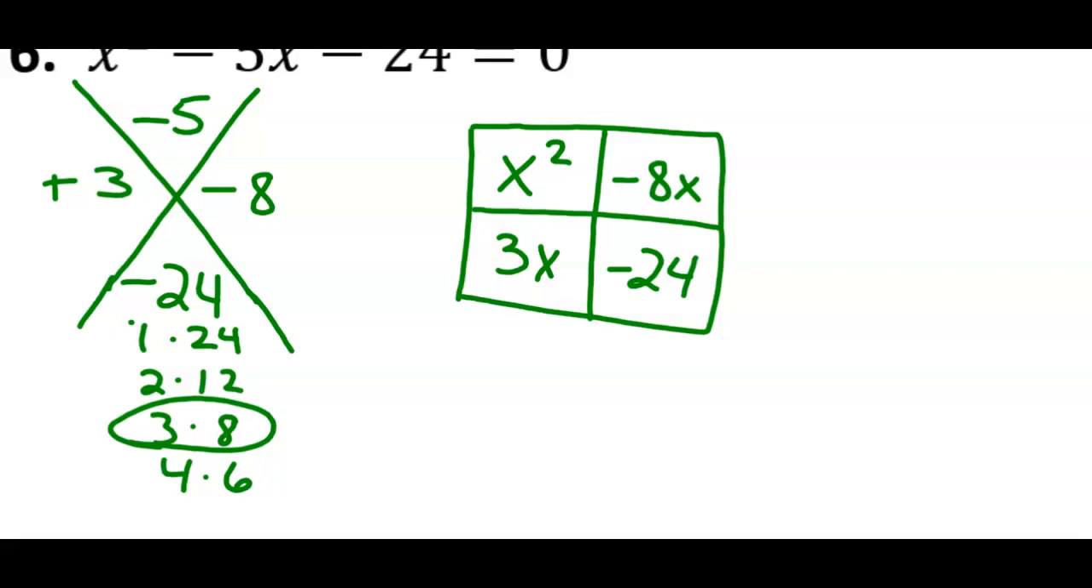What can I take out of my first column going up? What can I take out of my first column going across, or my first row going across?